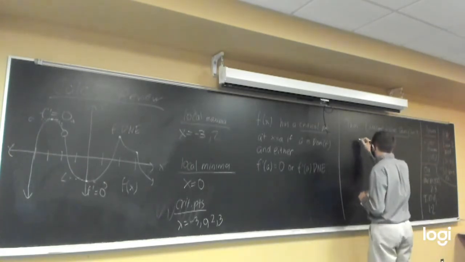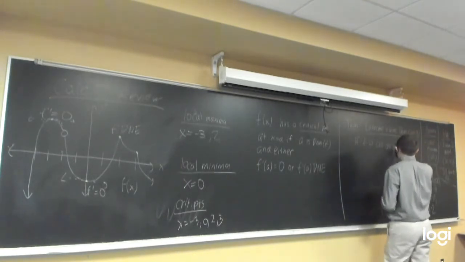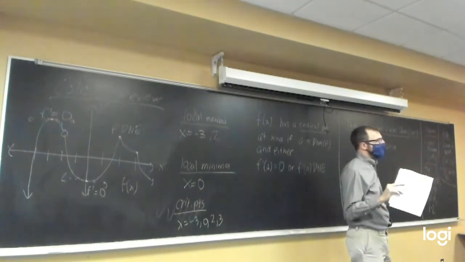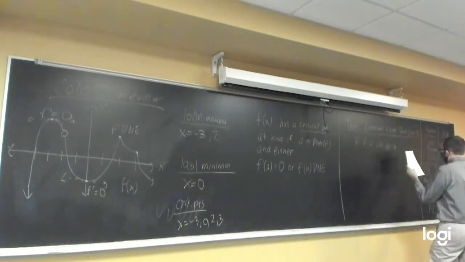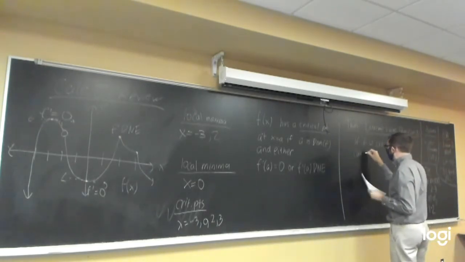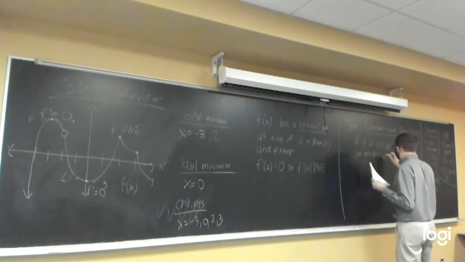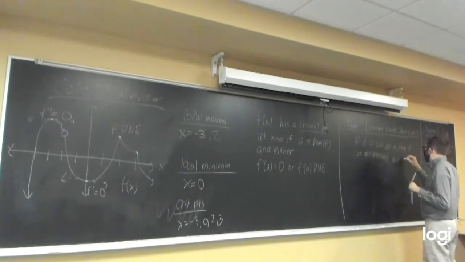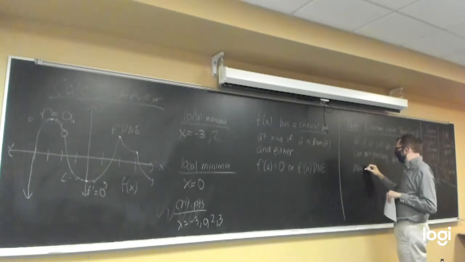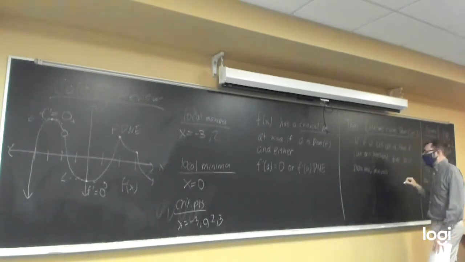It's going to tell us that if f is continuous at a point A, in your packet it's going to say continuous over an interval. Scratch that out and just write continuous at A. If f is continuous at A, then f can only possibly have local maxima or minima at A if f has a critical point at A.